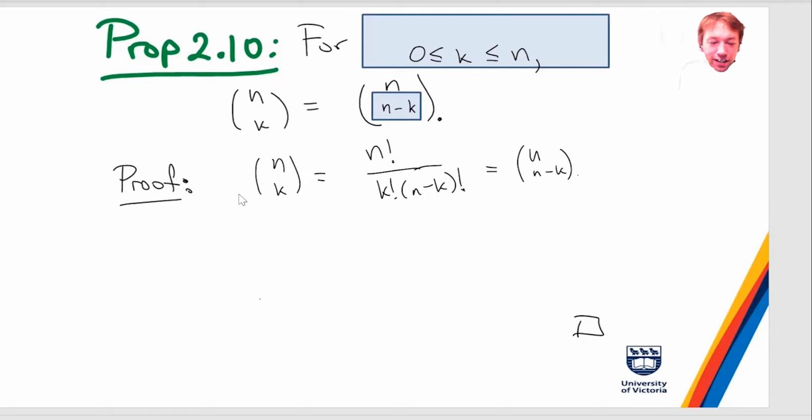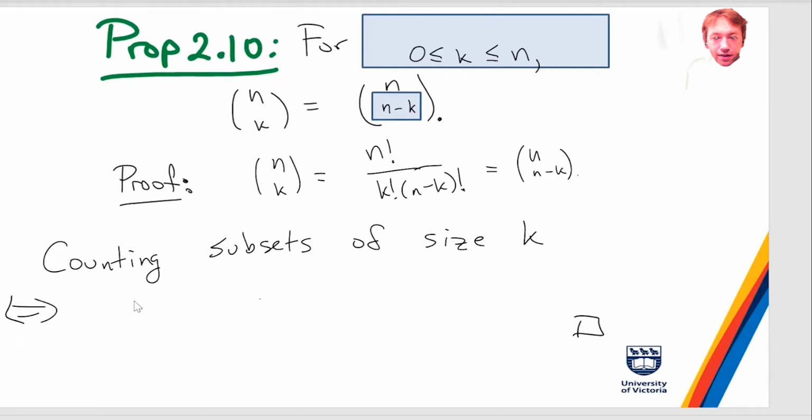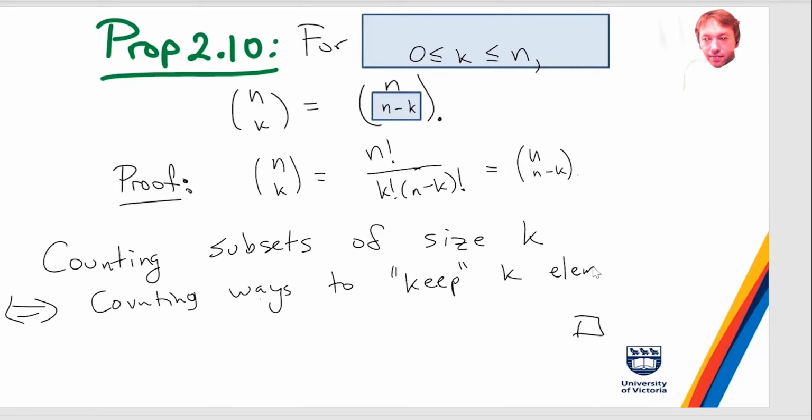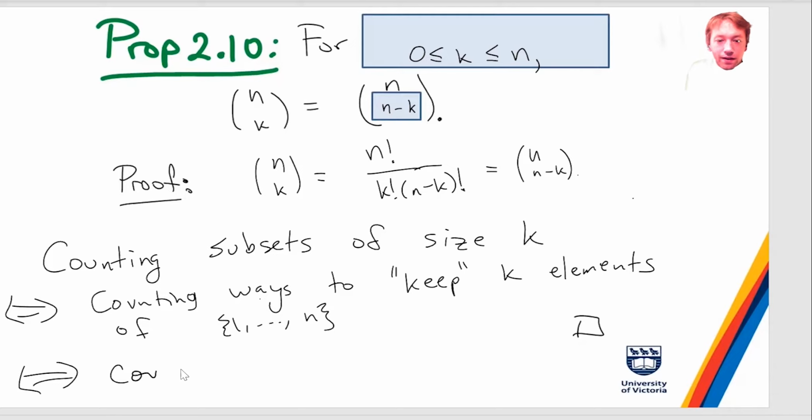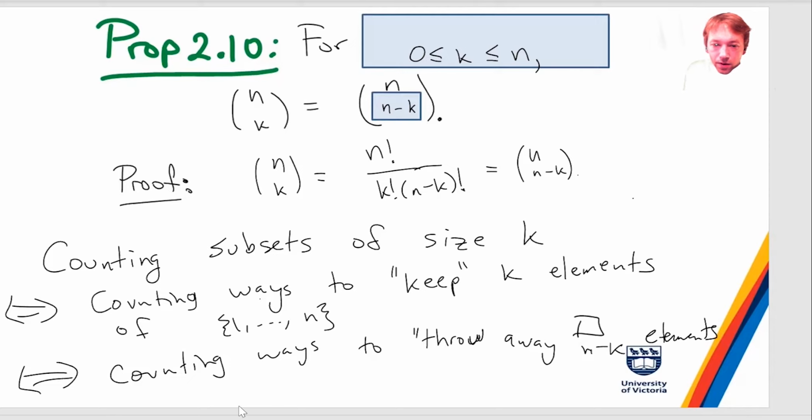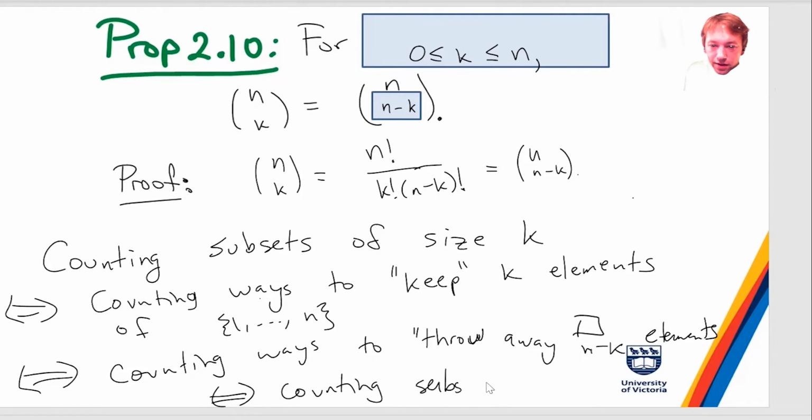Another proof, which is kind of nice because it's intuitive, is that counting ways of keeping k items is the same as counting the number of ways to throw away n minus k items. So maybe I'll just write that. Counting subsets of size k is the same as counting ways to keep k elements of 1 up to n. But of course, if you keep exactly k elements, it's the same as throwing away n minus k elements, which is the same as counting subsets of size n minus k. Sorry, this got a bit squished at the bottom.